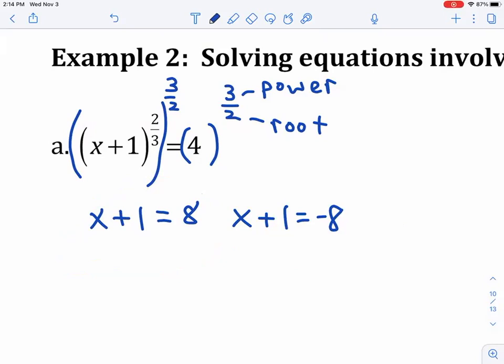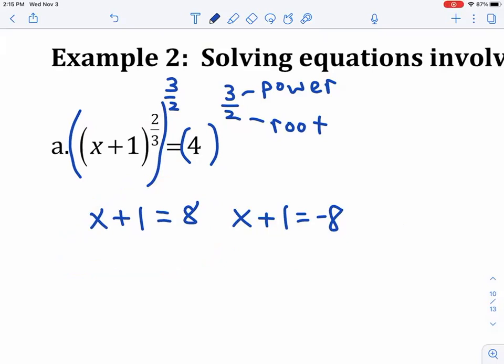Yes? Can you just do the power? Yes, you could. Good question. So he said, could you do the power first? So 4 to the 3rd power is 64, and then the square root of 64 is plus or minus 8. That would work also.